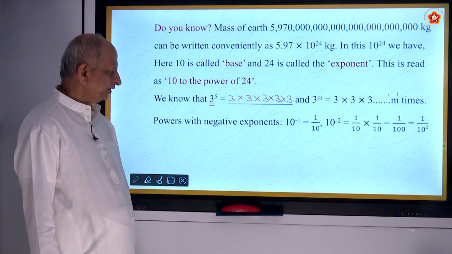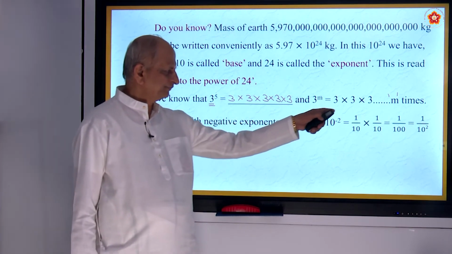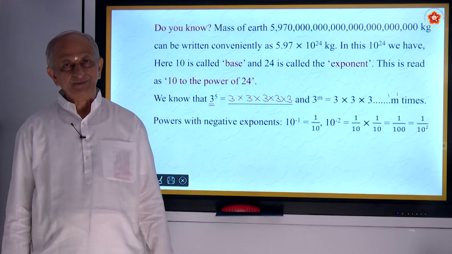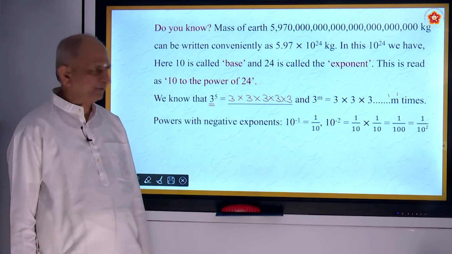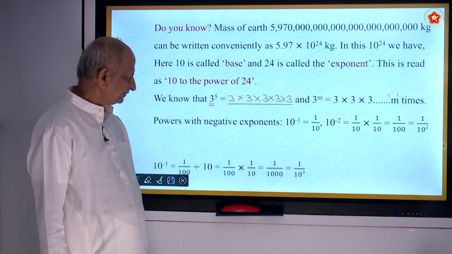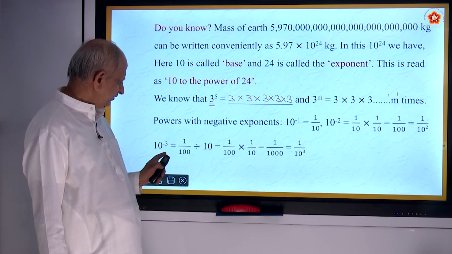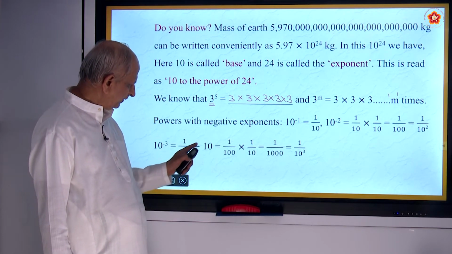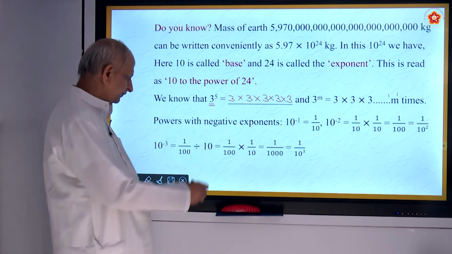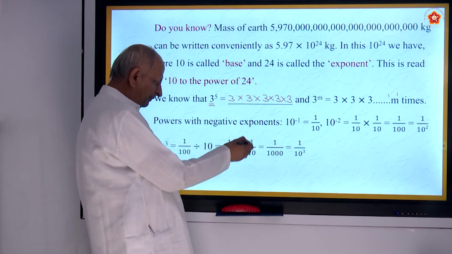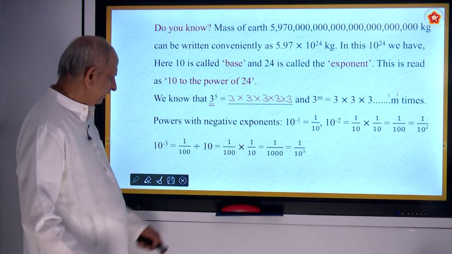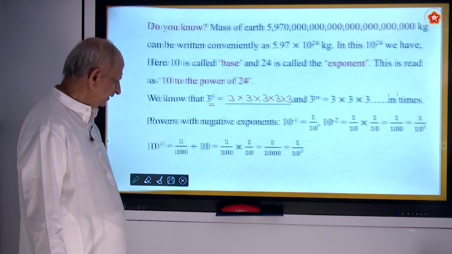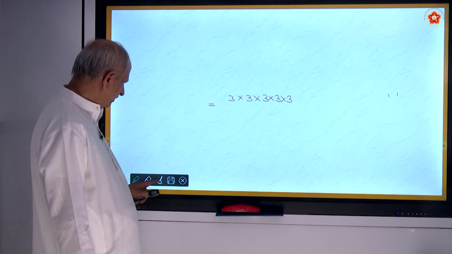Correct? And suppose you have 10 to the power of minus 3. That becomes 1 by 10 cube. 10 to the power of minus 4 is 1 by 10 to the power of 4. We call these inverse numbers. And see, 10 to the power of minus 3: 1 by 100 is already there, 1 by 10 square, divided by 10. When divided by 10 it becomes into 1 by 10, the reciprocal of that. So 1 by 1000, that is 1 by 10 cube. Like that you can extend.